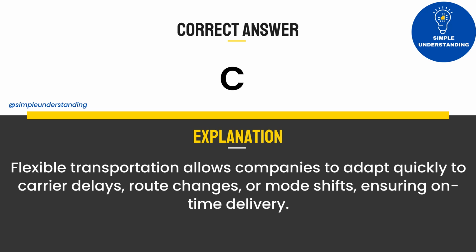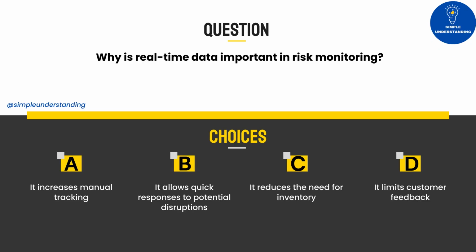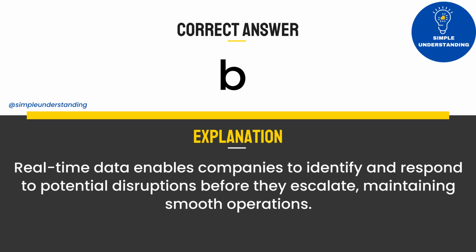7. Why is real-time data important in risk monitoring? A. It increases manual tracking. B. It allows quick responses to potential disruptions. C. It reduces the need for inventory. D. It limits customer feedback. Correct answer, B. Explanation. Real-time data enables companies to identify and respond to potential disruptions before they escalate, maintaining smooth operations.